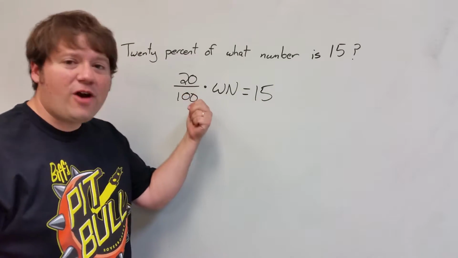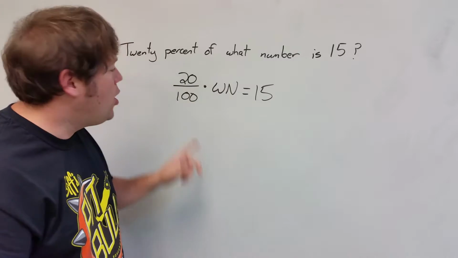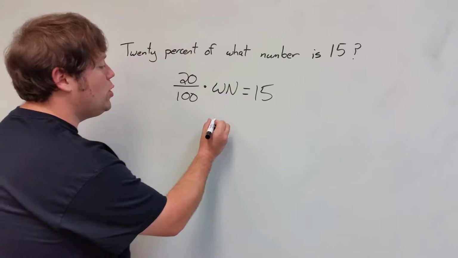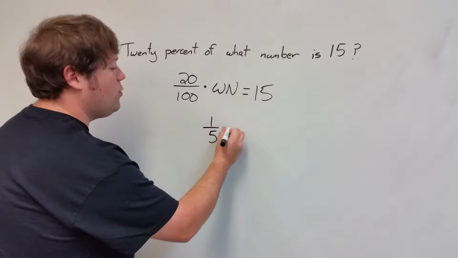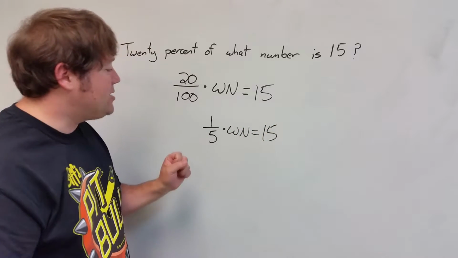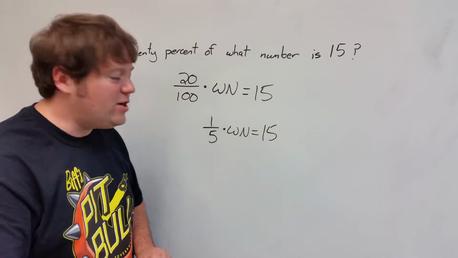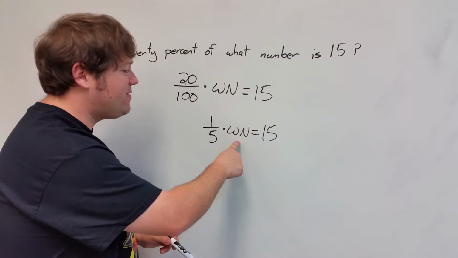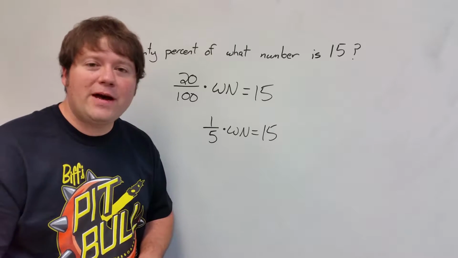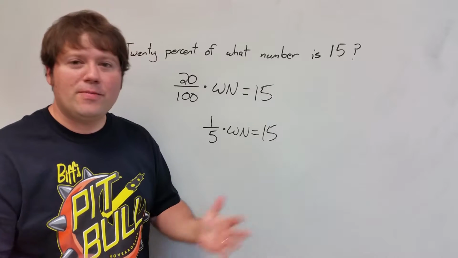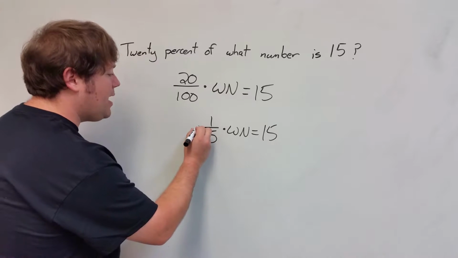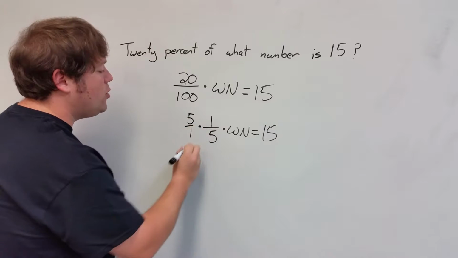Now, if we want to make this fraction a little easier to work with, we can reduce it. And if you reduce it all the way down, it will reduce down to 1/5. 1/5 of what number is 15. That's what the question is asking. And so we already know how to solve an equation. If we have a fraction times a variable, to get rid of that times a fraction, we just multiply by the reciprocal of that fraction. And remember, the reciprocal is just when you flip that fraction over. So what we're going to do is multiply 1/5 by 5 over 1.